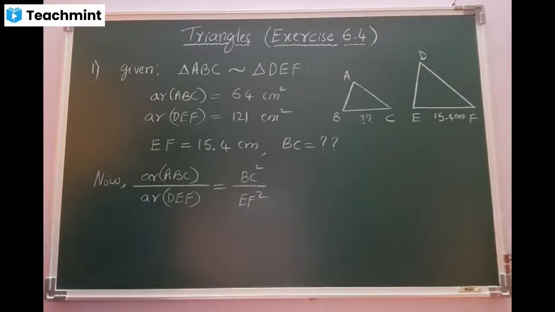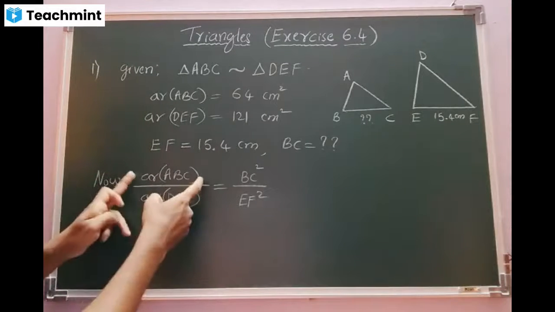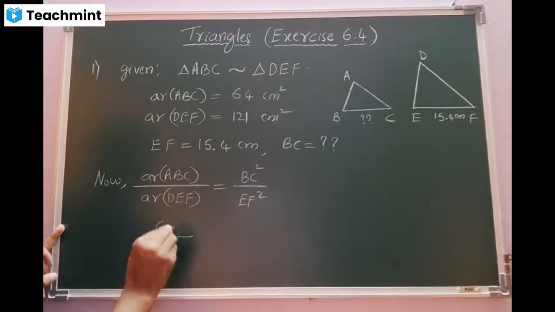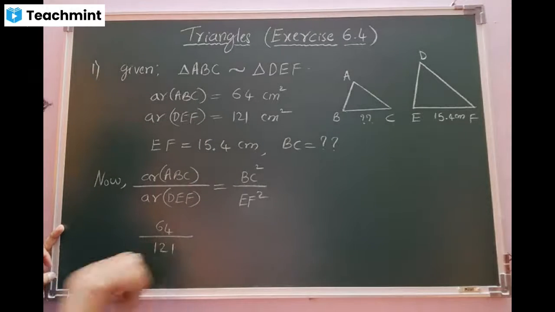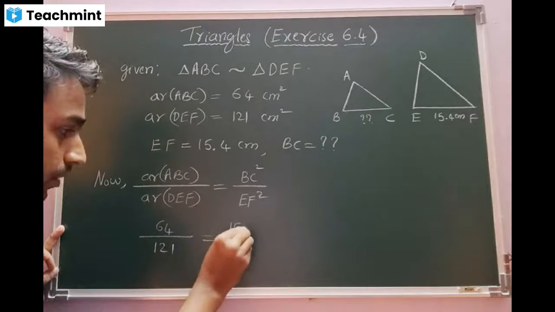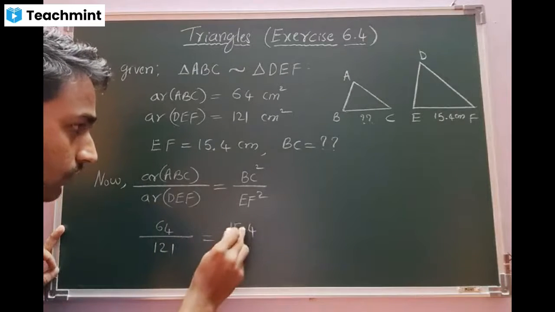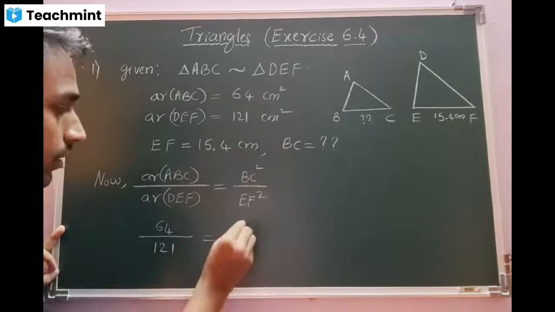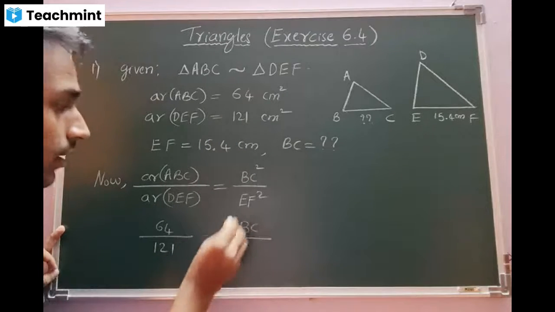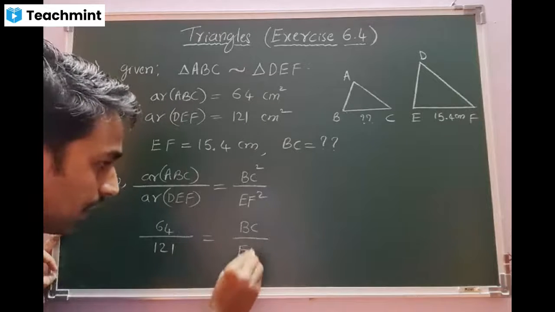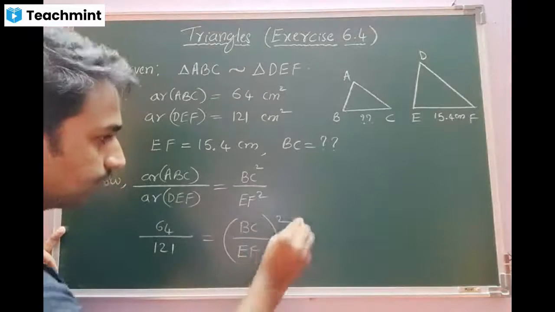Now substitute the value. Tell me the value of area ABC. 64 centimeters divided by 121 is equal to 15.4. Sorry, BC they are asking. We will write BC as it is. Otherwise, we'll do one more work better: BC by EF, the whole square.